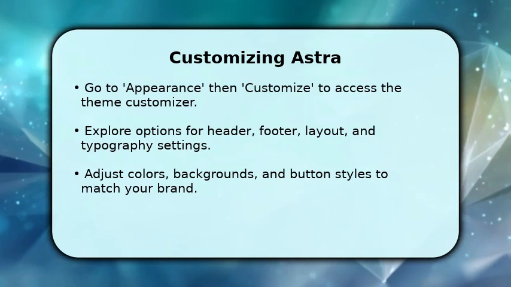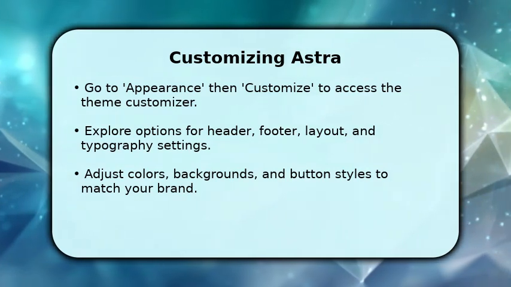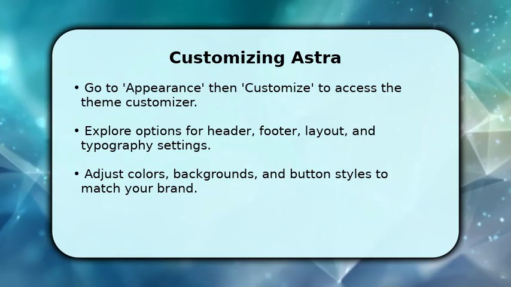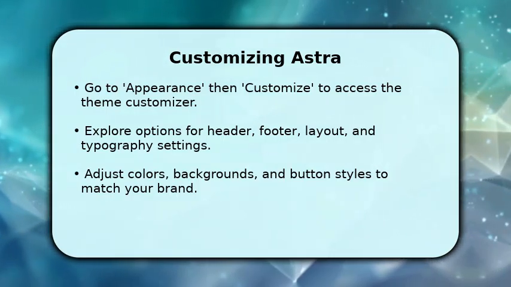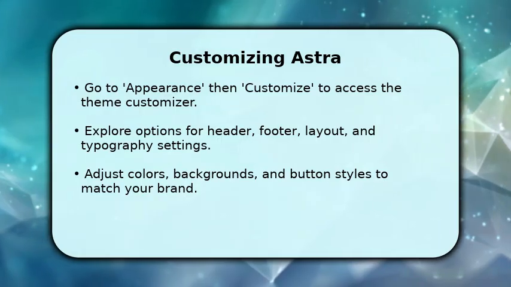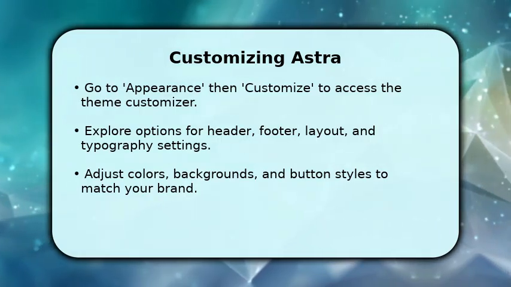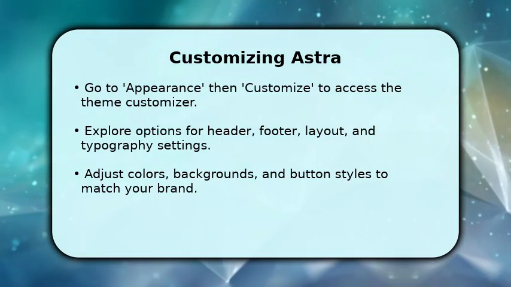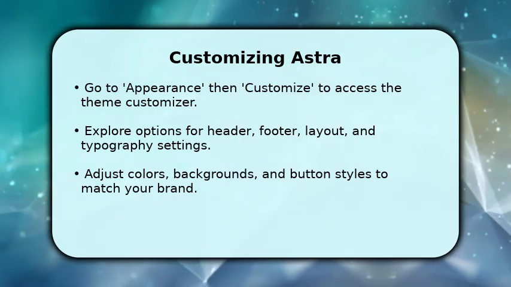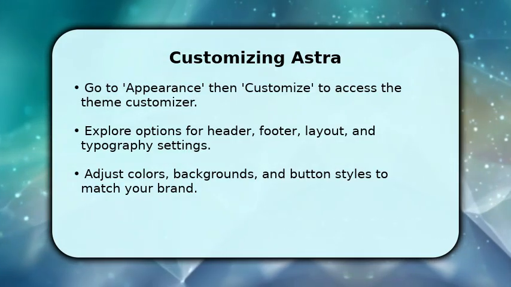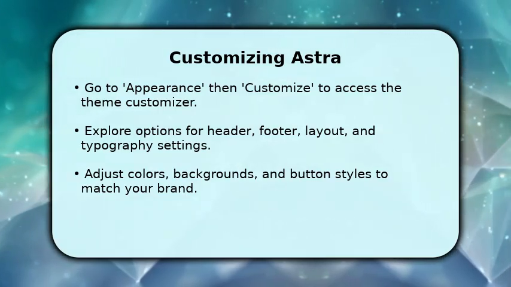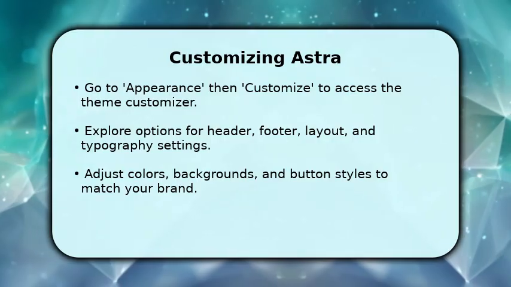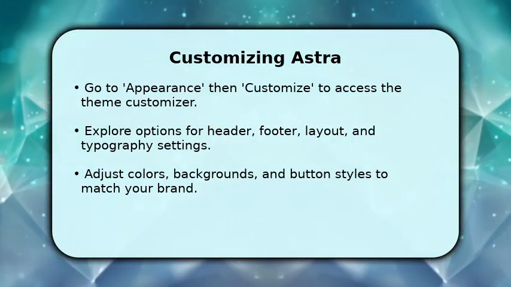Once Astra is active, you can begin customizing your site. Head to Appearance and then Customize to open the Theme Customizer. Here, you will find extensive options to personalize your website's look and feel. You can easily adjust your header and footer layouts, choose from various typography settings, and fine-tune colors and backgrounds. The live preview feature allows you to see all your changes in real time before making them public.